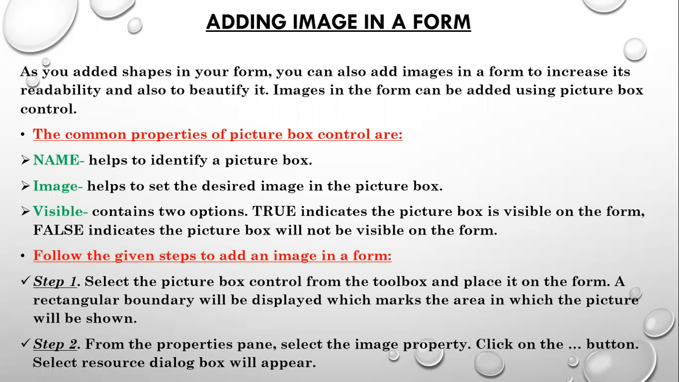Visibility is either true or false, which shows that whatever picture or whatever I've written in the form, do you want me to show that when I run the program or do you want me to hide it? So if I add true in the code, this indicates that the picture box is visible on the form, that is my blank screen. If I make it false, this indicates that the picture box will not be visible on the form when I run the program.